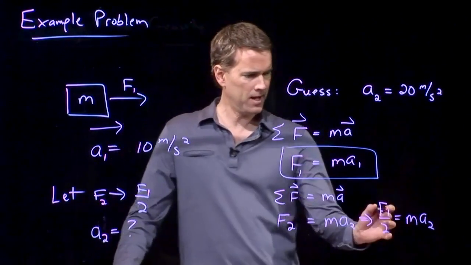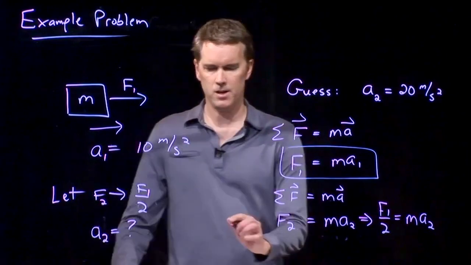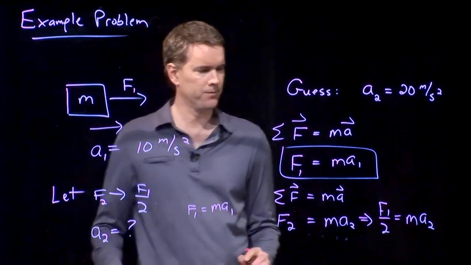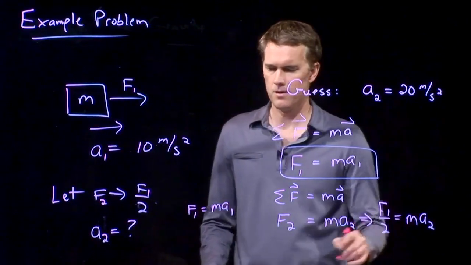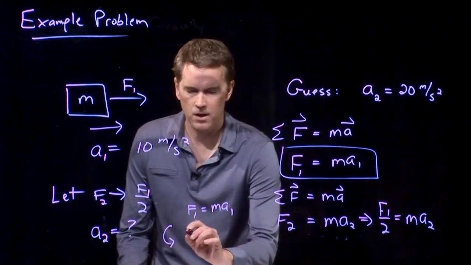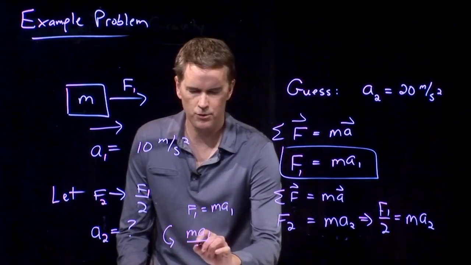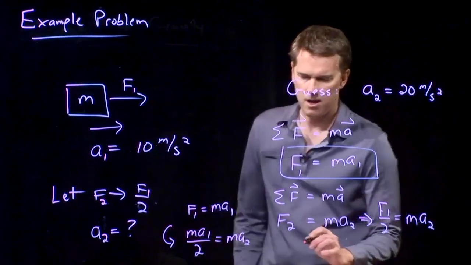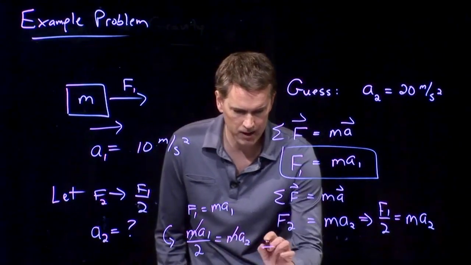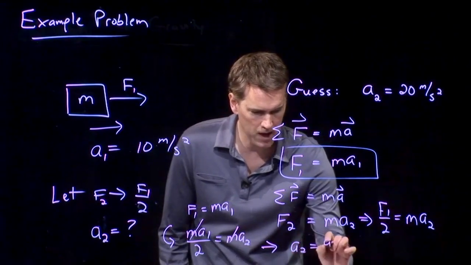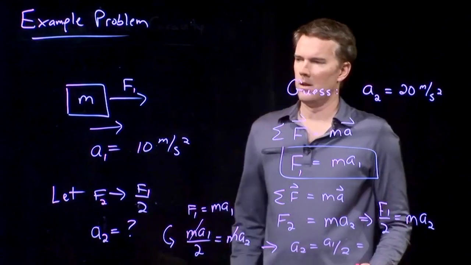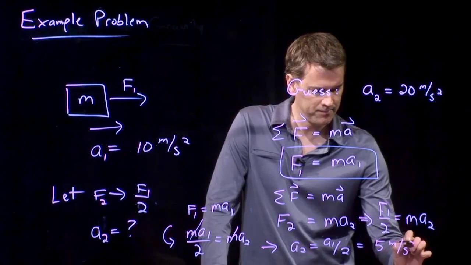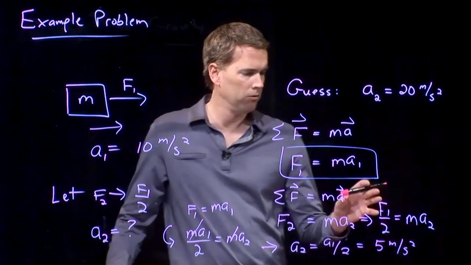All right, but we know exactly what F1 is, right? F1 is equal to ma1. And so I can stick that into this equation right here. And I get ma1 over 2 equals ma2. And we can cross out the m's, and we get A2 equals A1 over 2. Our A1 was 10. 10 over 2 is 5. Okay. So we got 5.